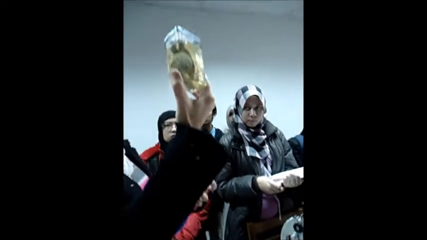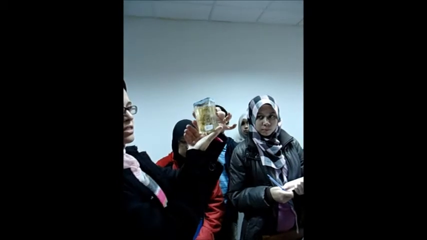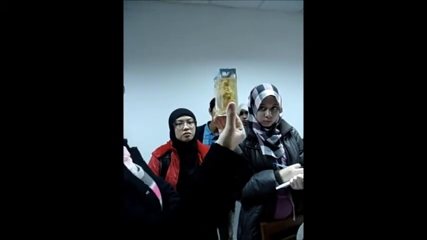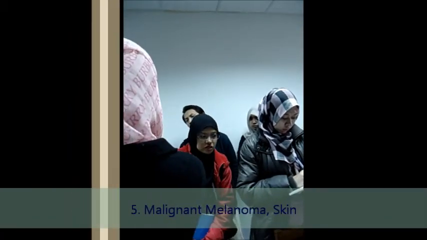So we have seen squamous cell carcinoma, we have seen a basal cell carcinoma. Let's have a look at this tumor. We saw it before, do you remember? It's a nodule on the skin and it has an ulceration on the surface. And if we look at the cut section, it is brown in color. So this is a malignant melanoma of the skin. Okay, malignant melanoma of the skin.